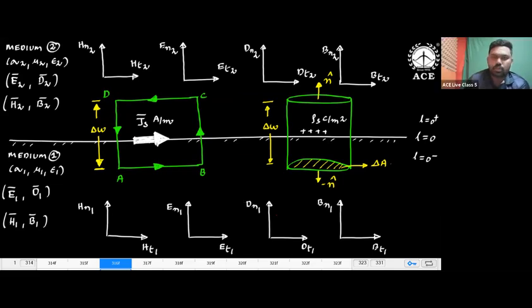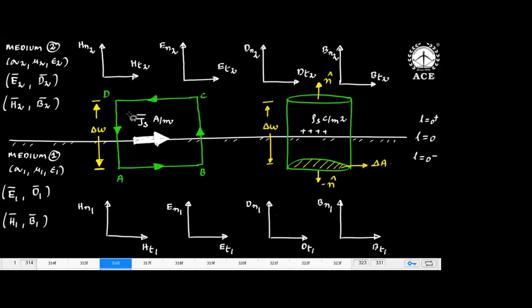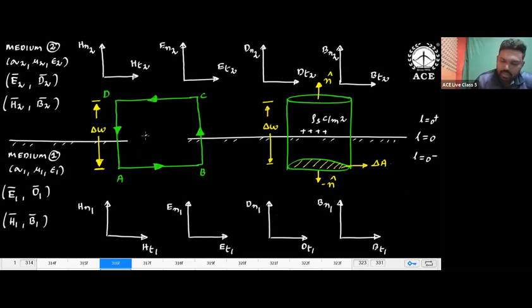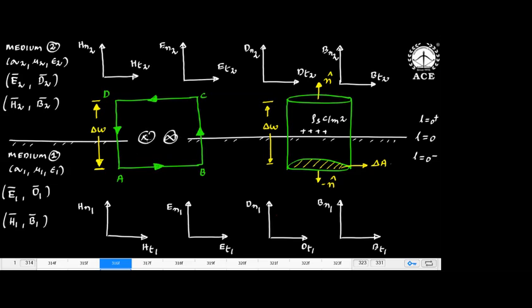See here, just for showing, I'll consider the current like this. Actually the current is inside. Inside or outside, whatever it may be, it may be like this or like this. Otherwise the cross product will not be satisfied. Yes, yes. Okay.